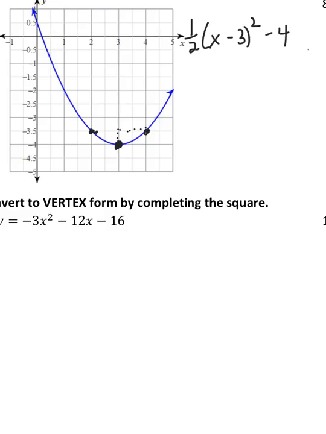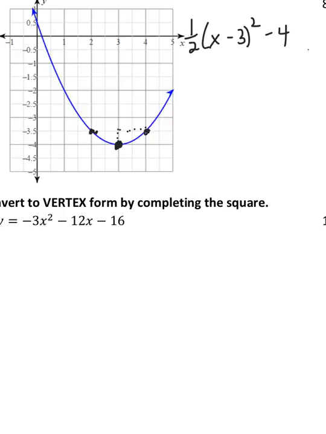Okay, so the vertex form was fairly easy to find on this graph. I found my vertex point, which is right here, and this is point 3, negative 4. So that was easy to just plug into my vertex form of the equation. And then I found my value for A simply by going up 1 and over 2 units to find that I have a value of 1/2.